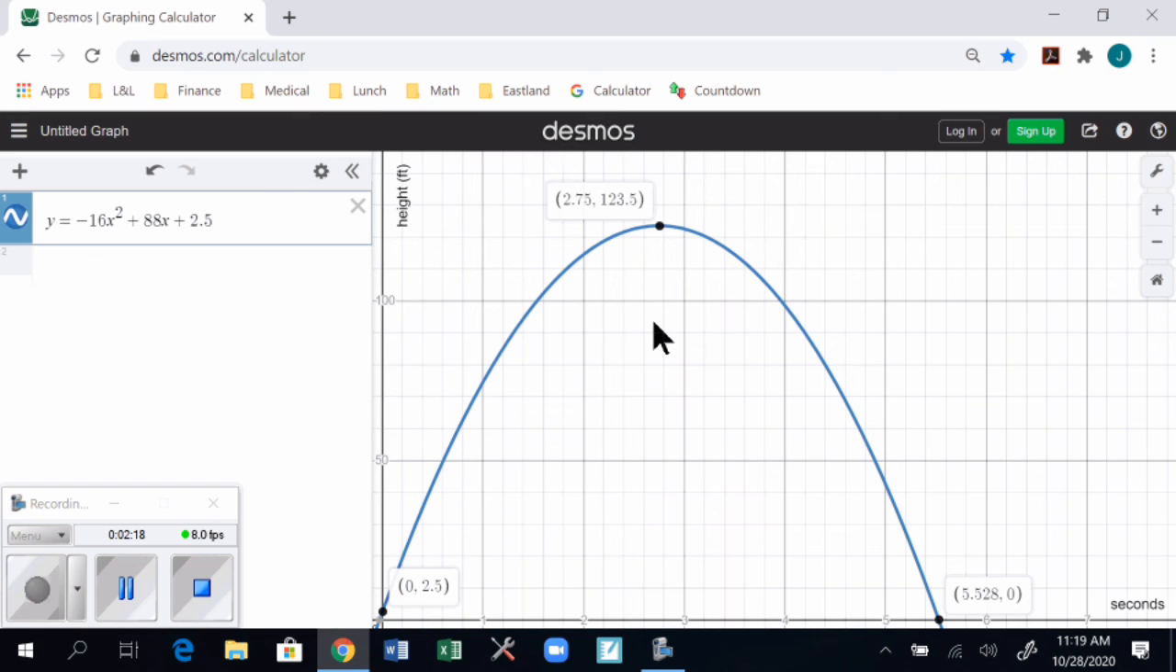All right, so there we go. There are your quadratic functions at work. Best of luck on this assignment.